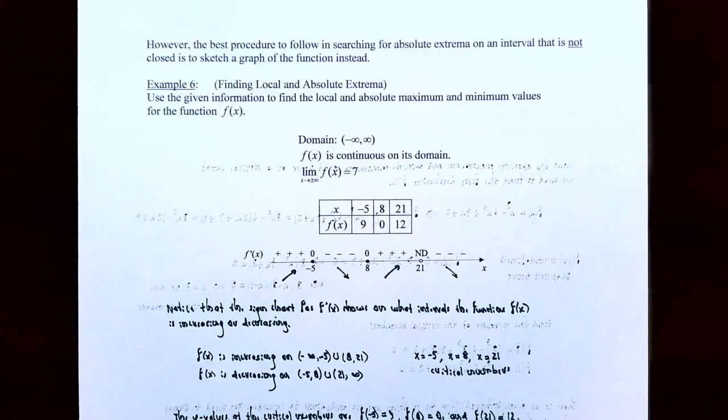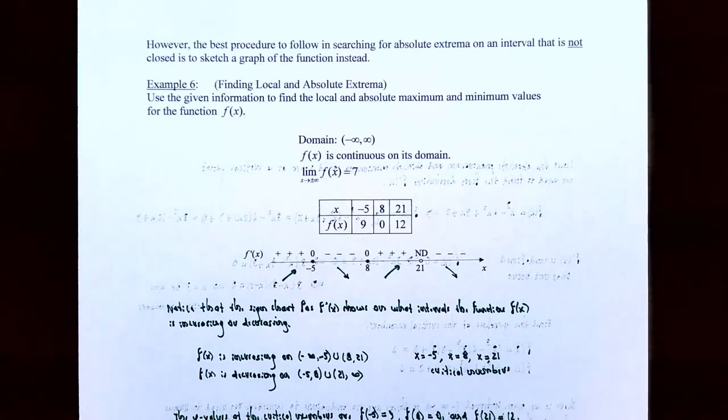Although there's not a method to find the absolute maximum and absolute minimum as we found in the previous example, there is a procedure that can be used for searching for the absolute maximum and absolute minimum where the interval is not closed. So you have a half open, half closed, or open interval for the function instead. So let's look at example 6. Finding the local and absolute extrema. Use the given information to find the local and absolute maximum and minimum values for the function f of x.